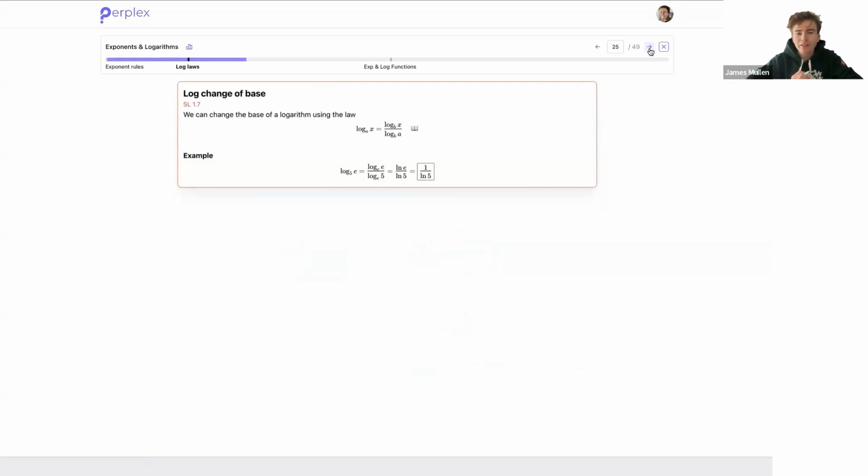I'm not going to really dive into the proof of this one because it's a bit more of a mess. But just know that I can change the base of a log. If I have a log in base a of x, I can write that as log base b of x over log base b of a. And this is in your formula booklet because I know it can be a little bit weird to remember.